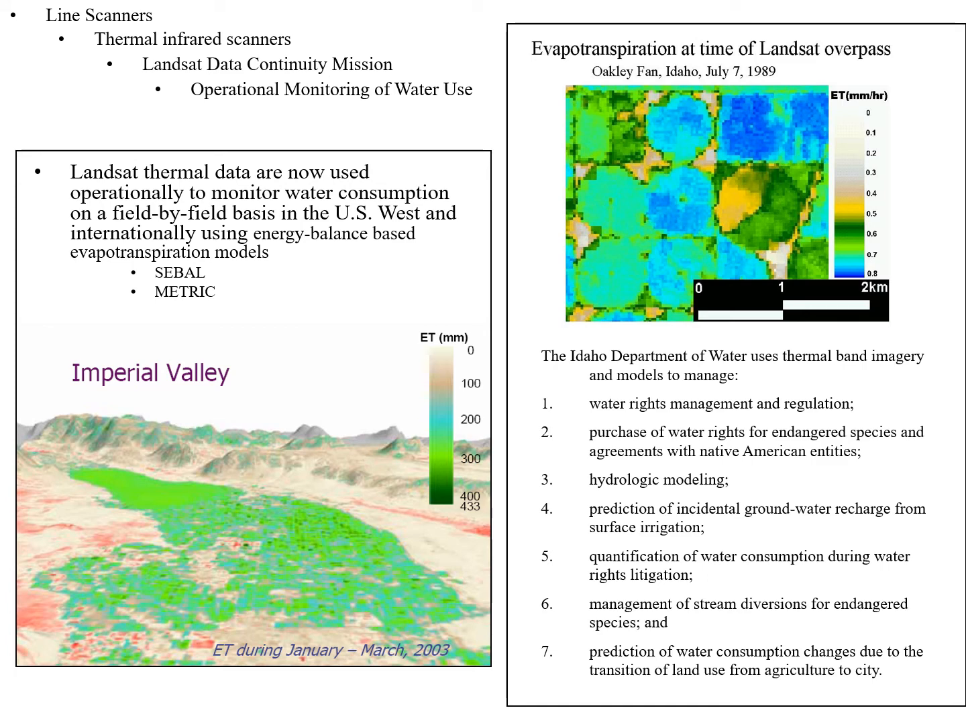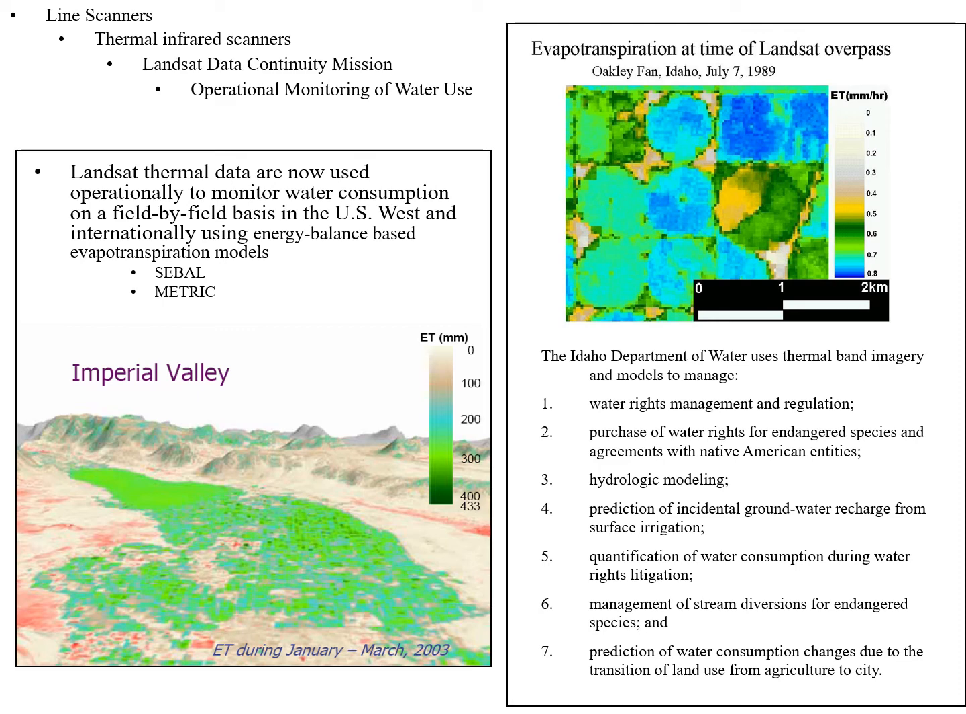But it turns out that one of the applications of thermal data is for measuring evapotranspiration, right? So evapotranspiration, just the rate at which water is either evaporating from a surface or being transpired by plants. And this allows particularly Western states in the United States to operationally monitor water consumption on a field by field basis. And it uses energy balance based evapotranspiration models.